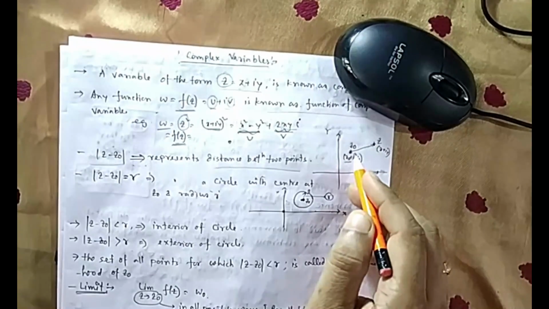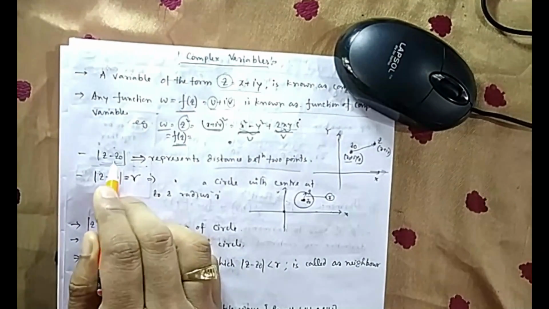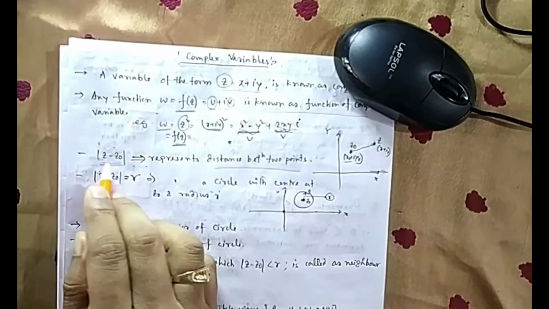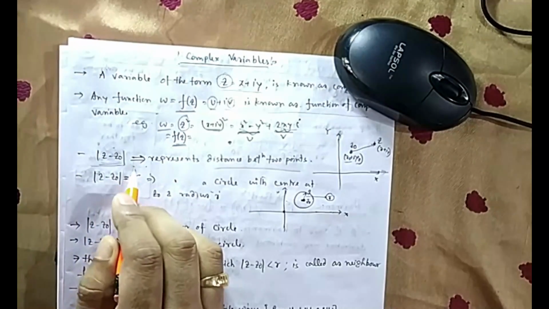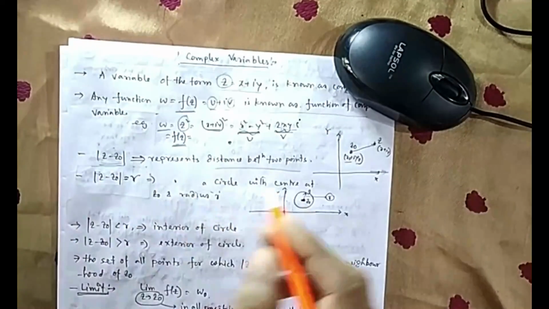So what is the distance between these? Square root of x minus x0 whole square plus y minus y0 whole square. If you take the mod also, that will be the same, because the real value will be subtracted. So mod of z minus z0 will be the square root of x minus x0 whole square plus y minus y0 whole square. So this is the distance between two points.